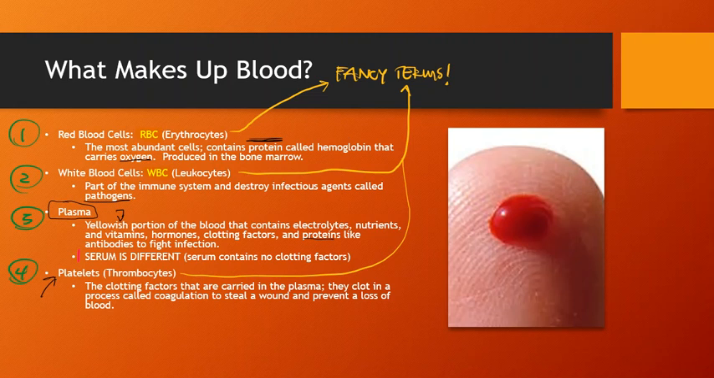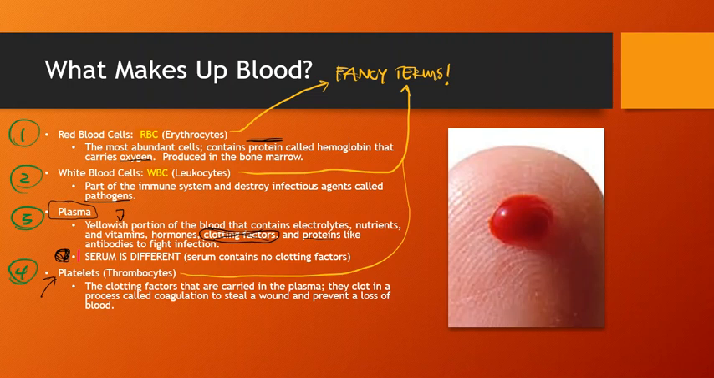Under the umbrella of plasma, what they do is something funny, and they sometimes look at these clotting factors and they will remove the clotting factors from plasma. And if we do that, we do not call that plasma anymore. We now call that serum. And that's what you're seeing here. Serum's different. Serum contains no clotting factors at all.